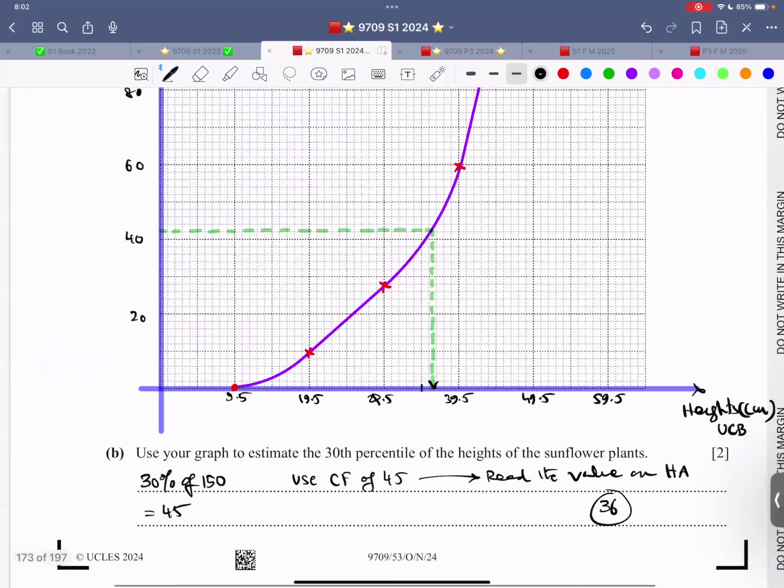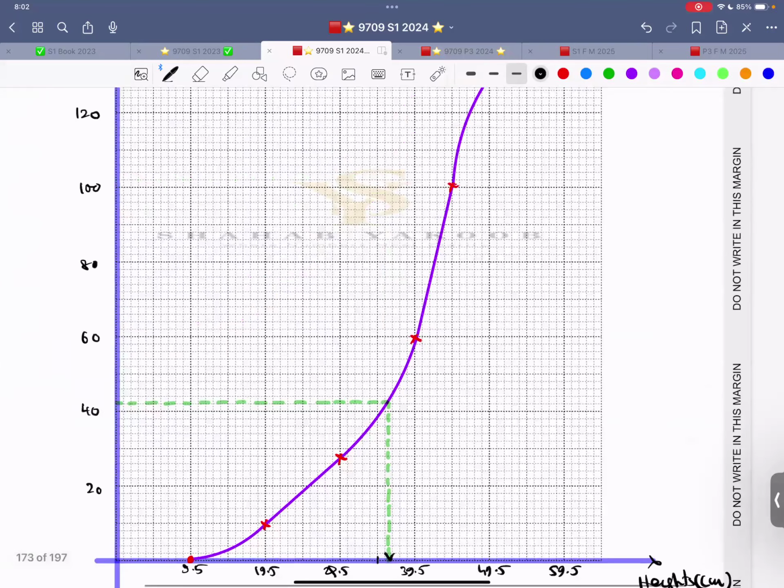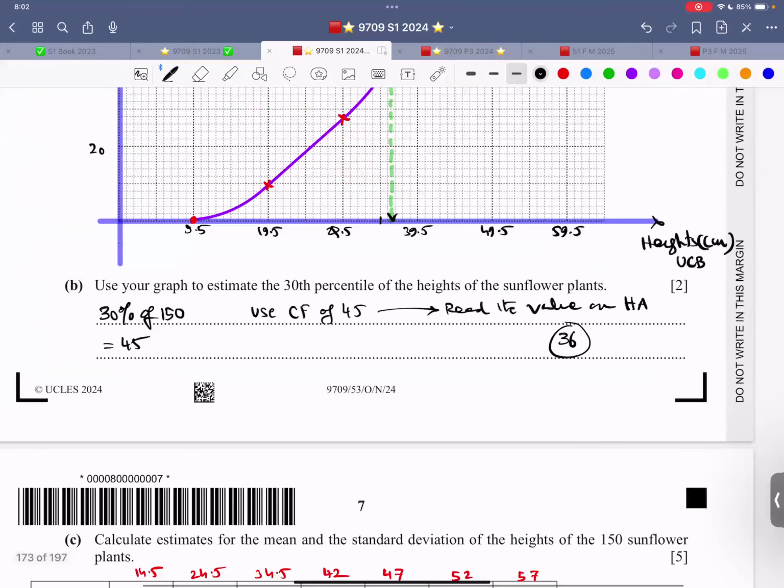So now part B, what does it say? In part B, it says, use your graph to estimate the value of the 30th percentile. That means 30% of distribution lies below a particular value. And we are looking for that particular value. A particular value will be the centimeter thing.